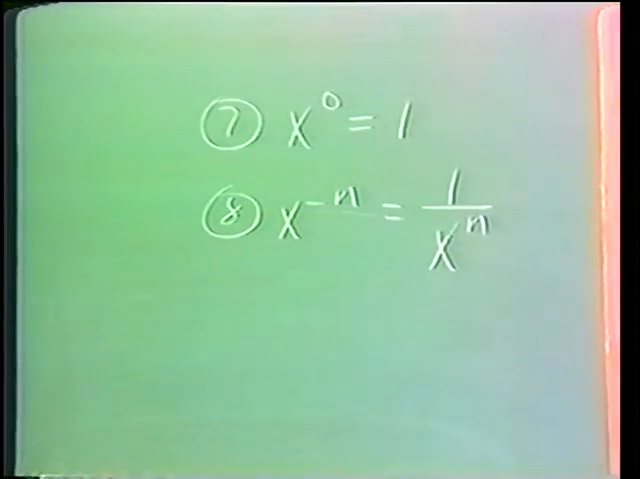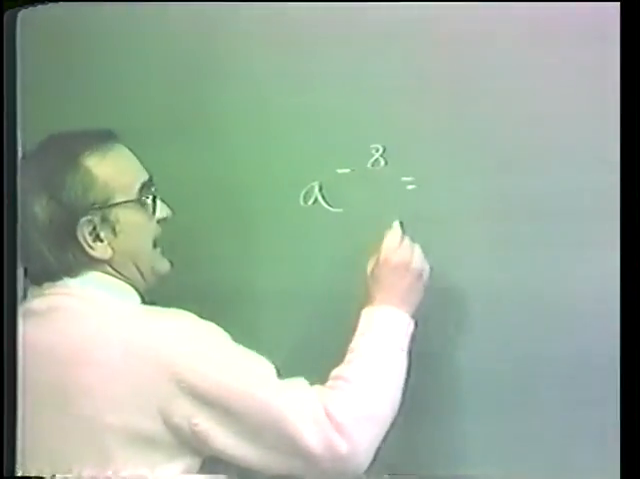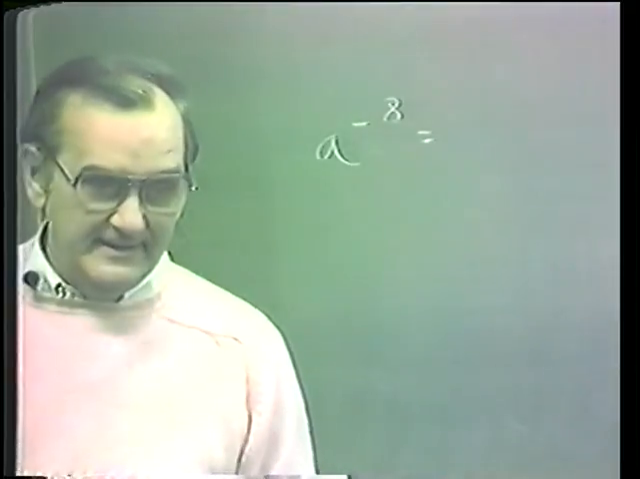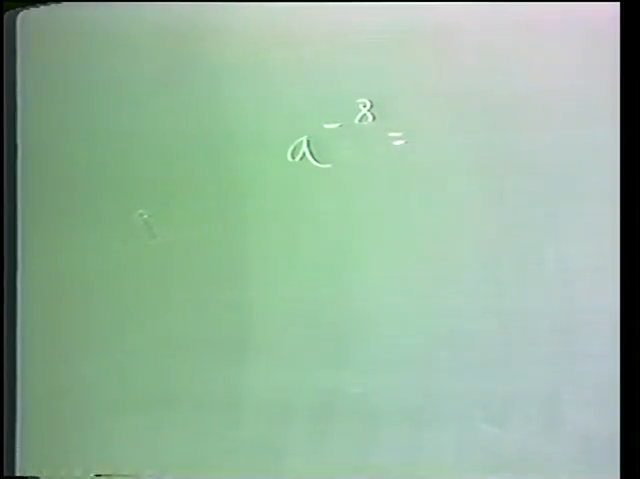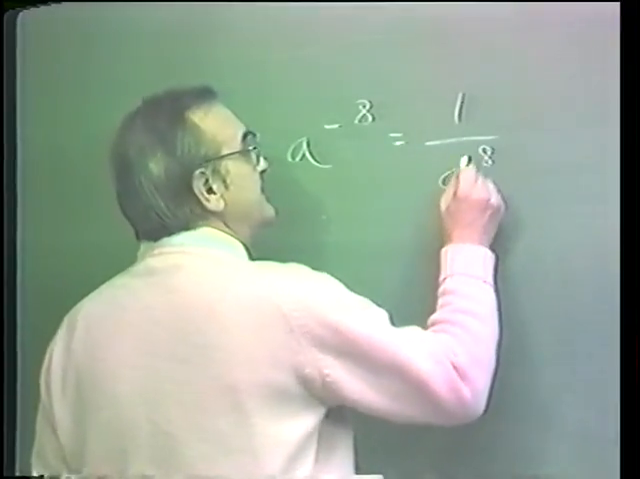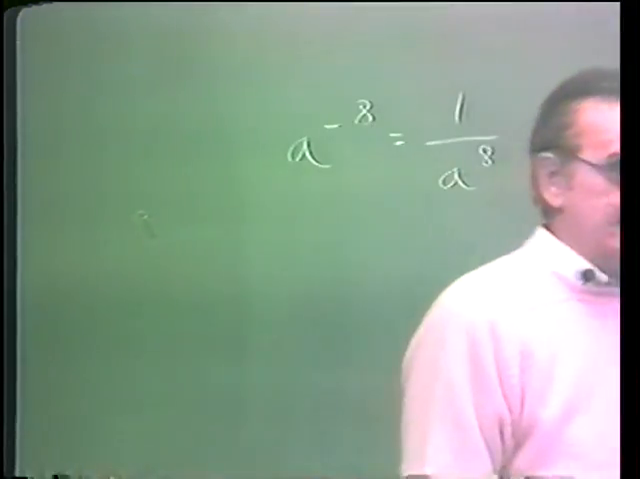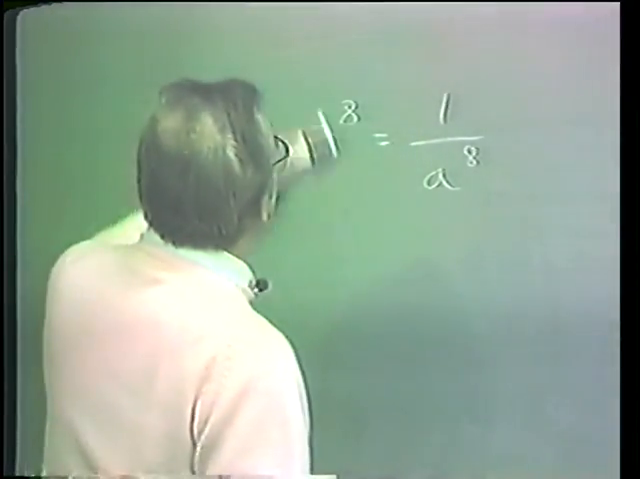Suppose I have, let's see, a to the negative 8th power, and I asked you to express this without negative exponents. What would a to the negative 8th power be? Jan? 1 over a to the 8th. Very good, Jan. 1 over a to the 8th. That's what the property says. Okay? Well, let's show you some arithmetic problems.